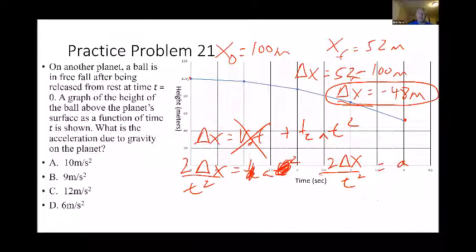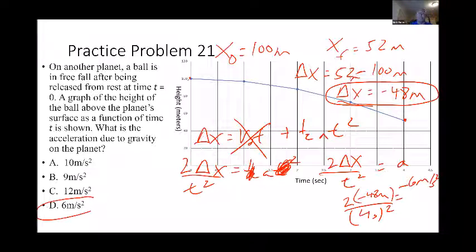So in this case, that's going to be 2 times negative 48 meters divided by 4 seconds squared. And once we do the math on that, we're going to come up with negative 6 meters per second squared. This question probably really should have asked for the magnitude of the acceleration due to gravity, but they're looking here for answer D.